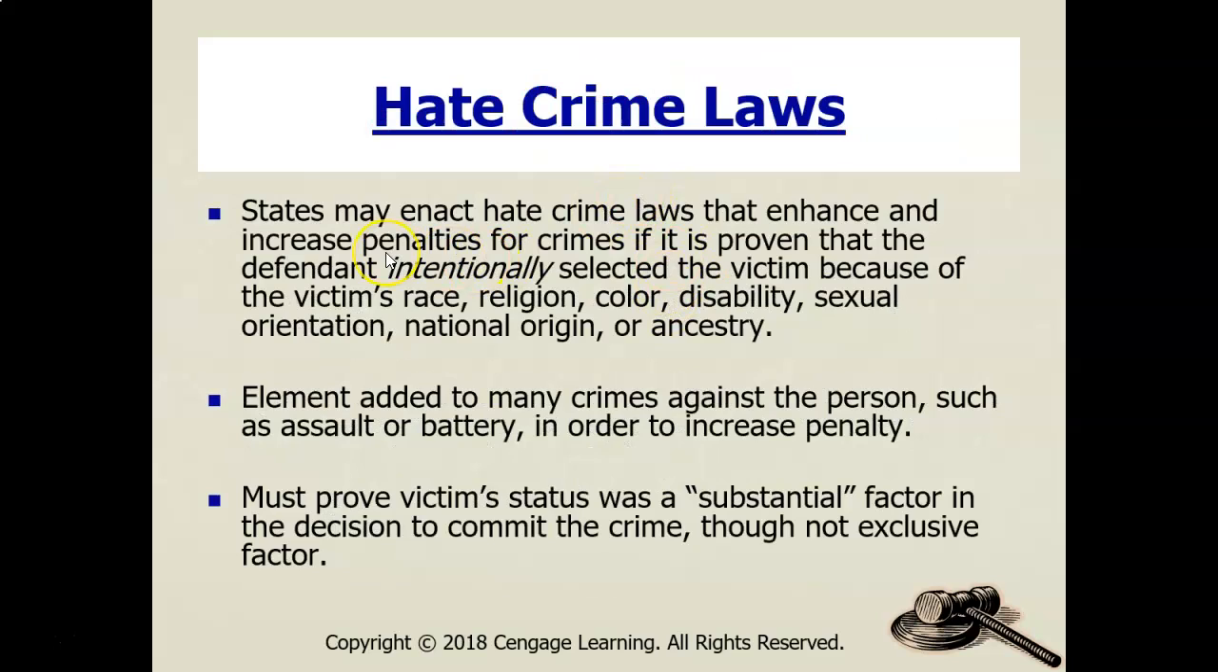So, hate crime laws: states may enact crimes that increase the penalty if a person was picked because of their race, religion, disability, or sexual orientation, something to that effect, was the reason that they were chosen to be a victim of this crime. The state has to prove that the victim was a substantial factor. As far as when we were looking at these criteria, is that what caused this assault?